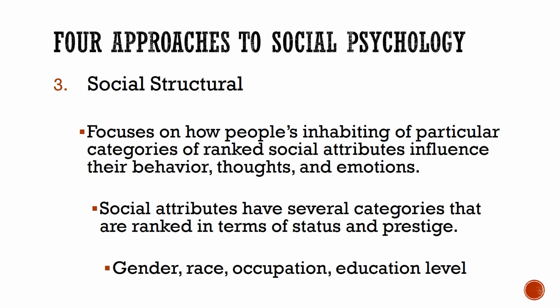The social structural approach to social psychology argues that the various social categories people inhabit greatly influence their behavior, thoughts, and emotions. For instance, many social psychologists find people's social categories greatly influence their experiences of mental illness. Also, social psychologists find people's social categories greatly influence how often they experience negative emotions such as anger, fear, and sadness.